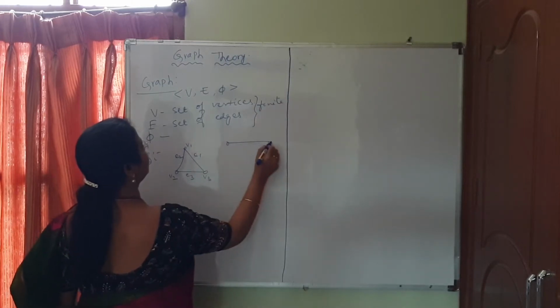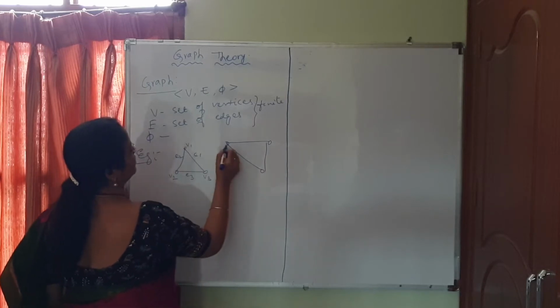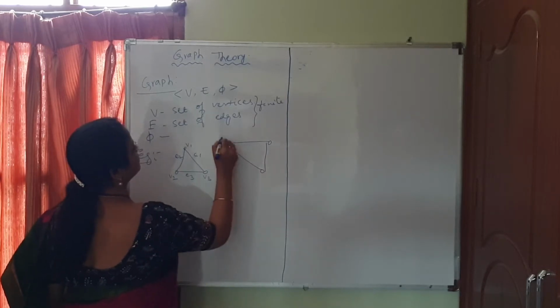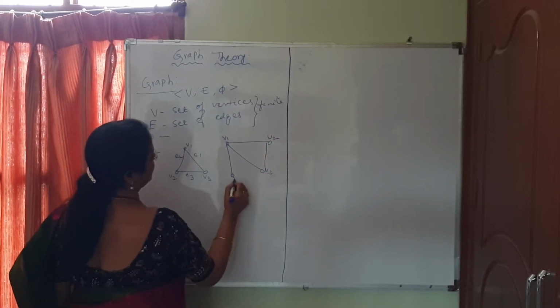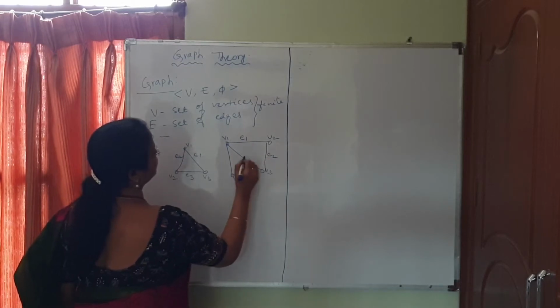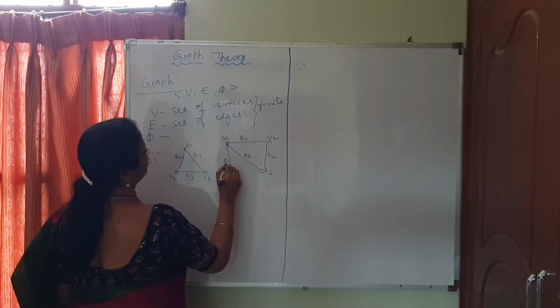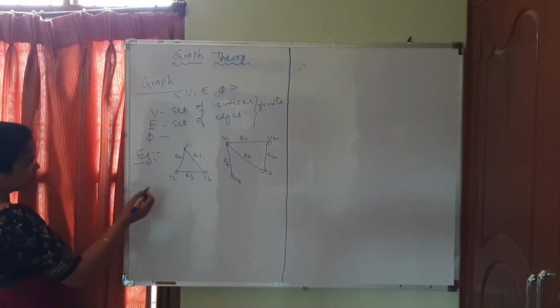And here we are going to consider another example. These are the vertices V1, V2, V3 and V4, and here it is E1, E2, E3, E4. This is an example of a graph.